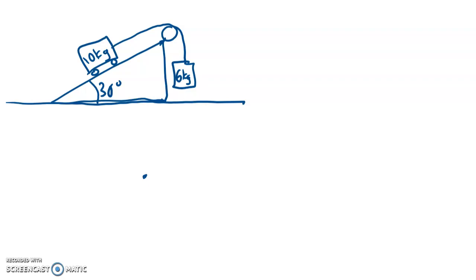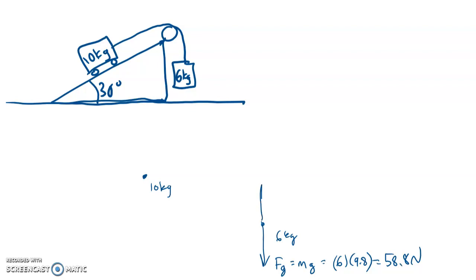I'm going to make a dot that's going to represent my 10 kilogram object and a dot that represents my 6 kilogram object. The 6 kilogram object is easy. We got the force of gravity, which is m times g, which is 6 times 9.8, 58.8 newtons. And the only thing touching it is the string, so there's going to be a tension force, Ft.